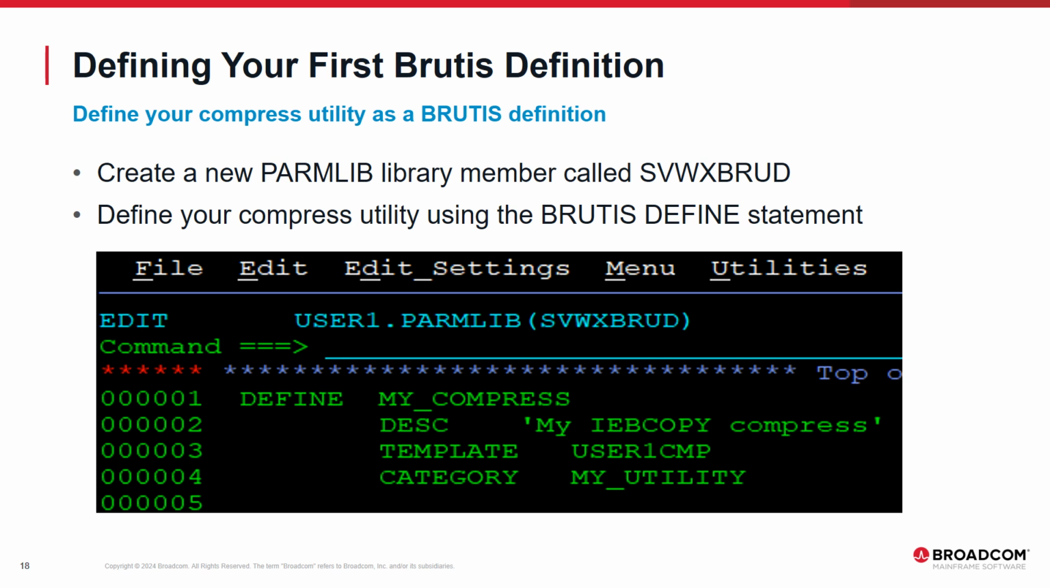Identify your template JCL member, user1CMP, using the template parameter. And finally, give it a category. For now, you can just use myUtility. Categories are a simple way to organize your jobs, and we will see that later. Go ahead and pause the video to define your PARMLIB member with the definition above. Once you've completed the definition, you can resume the video.